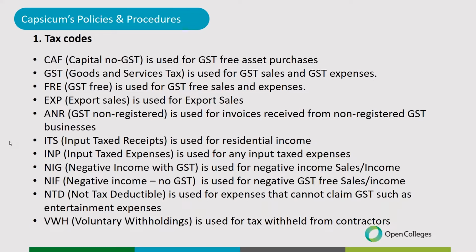Unfortunately, the ATO has very much restriction on entertainment, which is food. So if you're paying for the food to your suppliers or clients, then you can't claim GST on that. It's not going to be tax deductible unless you are paying for the food to the employee as a fringe benefit, but that's another story. And lastly, we have VWH, which is the voluntary withholding. So let's have a look.